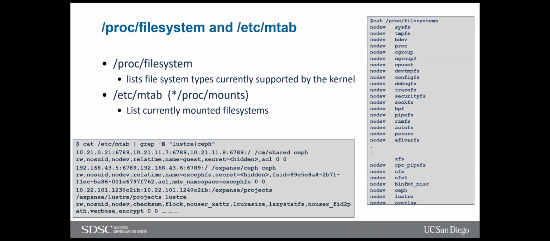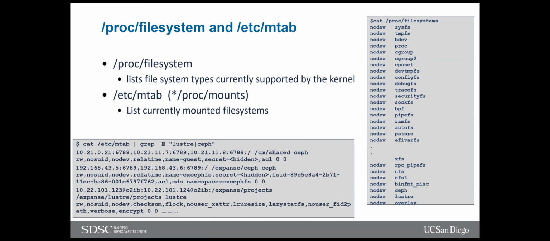There's the proc filesystems file and etc mtab. The proc filesystems file will list all the file systems that are currently supported by your kernel. Just because they're supported by your kernel does not mean they're on your system, but it does show you what is there. The list on the right-hand side is not comprehensive. I have a couple dots in there, but it shows all the systems we have. I also tried to highlight the systems that we actually do have on Expanse. So Ceph is listed there, Lustre is listed there, NFS is listed there.